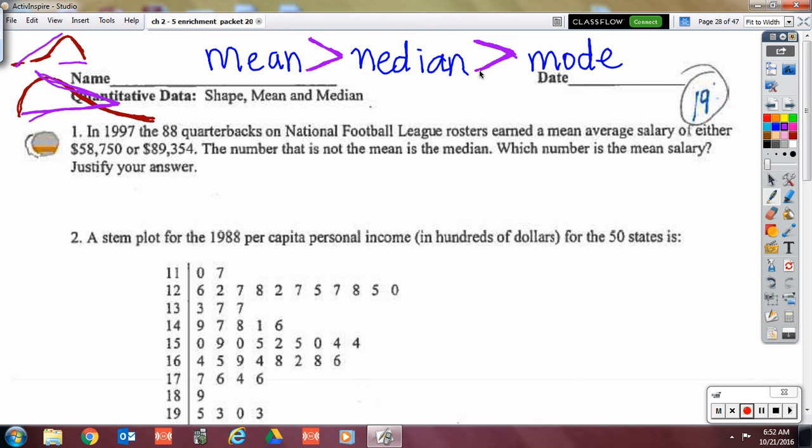Now the one last one is that if it is a symmetrical distribution, then the mean and the median are pretty much equal, and they're pretty much equal to the mode. Okay, so that is how you can tell the relationship between the mean, median, and the mode.